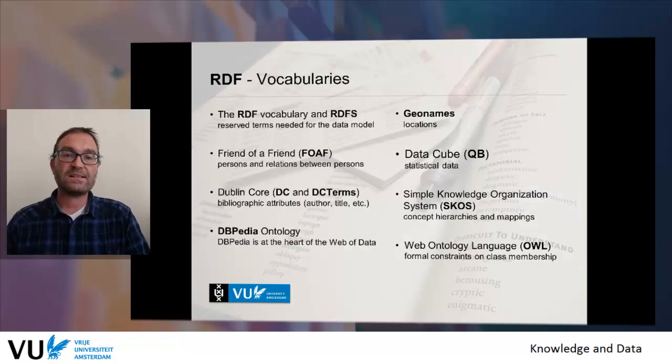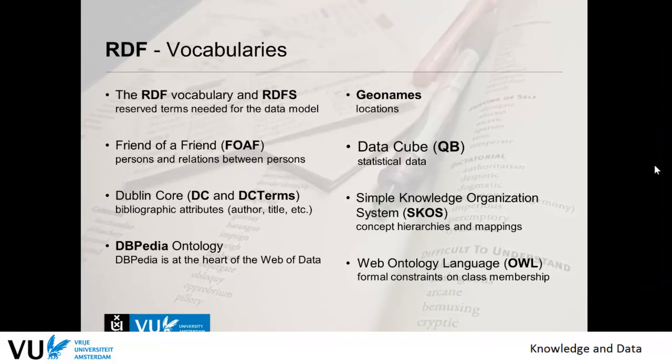RDF is also a family of vocabularies, or integrates a number of vocabularies. First, we have the proper RDF vocabulary and RDFS, which are the terms that describe the data model. Then we have a number of vocabularies to describe domain information, such as FOAF, Friend of a Friend, which is about persons and relations between persons, and Dublin Core, which allows us to talk about bibliographic attributes. DBpedia is really at the heart of the web of data, because it is an encyclopedic source based on Wikipedia that is incredibly rich and one of the standards everybody uses. We have GeoNames for locations, Data Cube for statistical data, and SKOS, which is very often used in museums and libraries to describe concept hierarchies and mappings. And finally, we have a rich ontology language, OWL, to describe formal constraints on class membership.